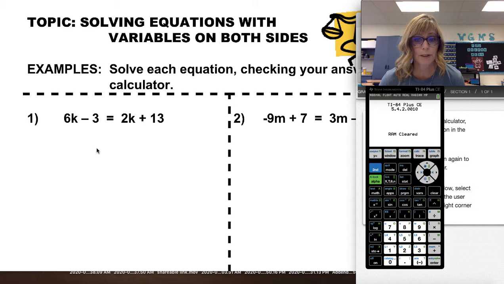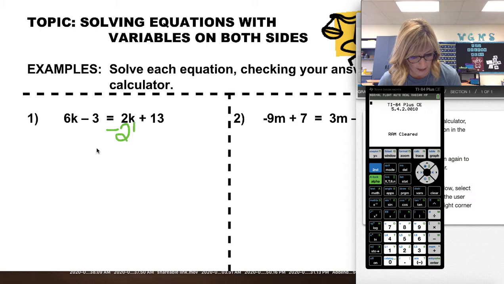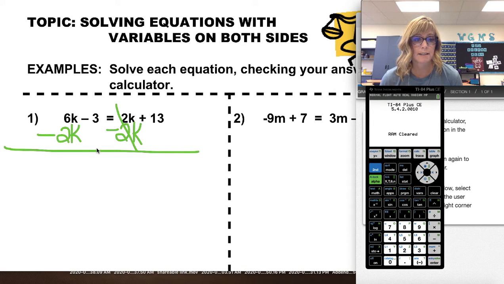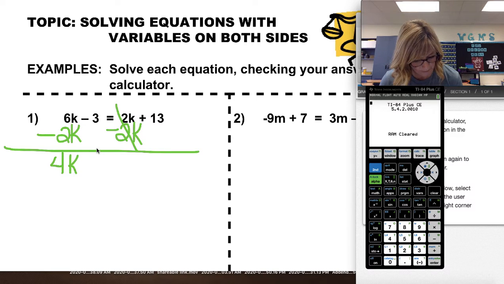I like to keep my variable positive. So if you look at this first example, 6k minus 3 equals 2k plus 13. Since 2 is smaller than 6, I'm going to eliminate the 2k from the right side by subtracting it. So I'm going to do the same thing to both sides. So the 2k's cancel out. 6k minus 2k would be 4k minus 3 equals 13.